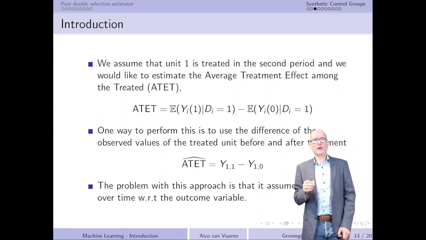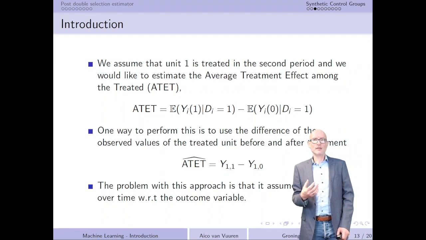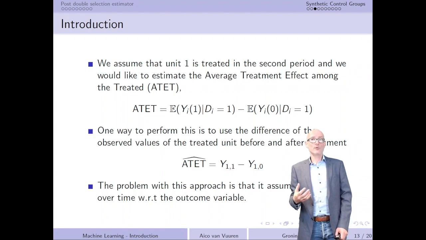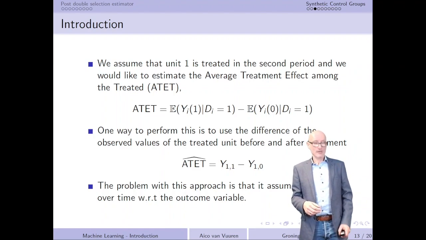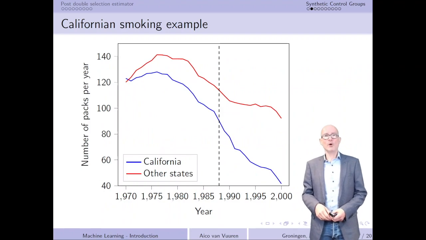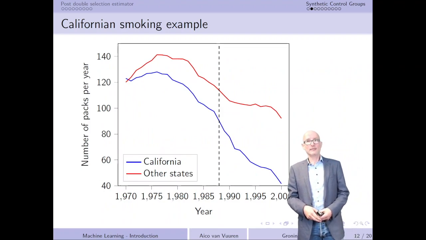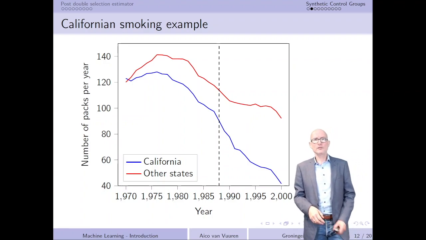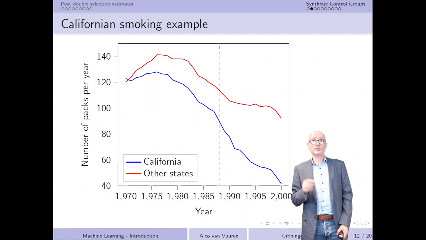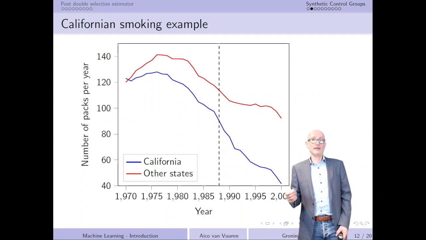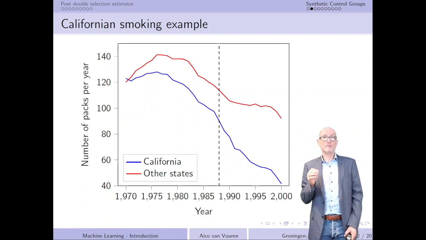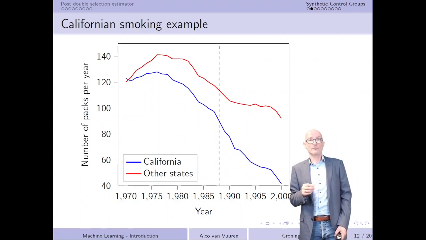But we should take into account that there is a problem with this approach, because it assumes that there is no trend over time with respect to the outcome variable. And that's definitely not true. If we look at California in our case, one thing we could do is compare 1988, which is at the dashed line, with the year after, 1989. And then we do see that there is quite a big difference in terms of cigarette consumption.